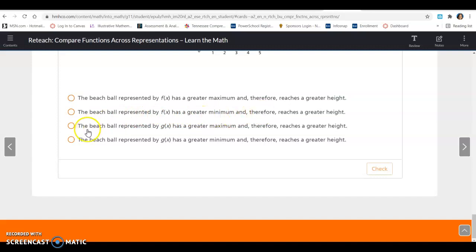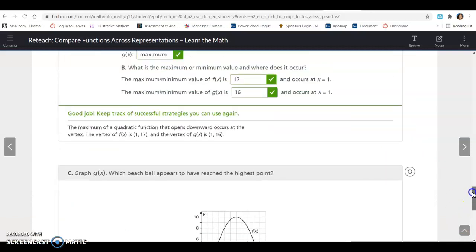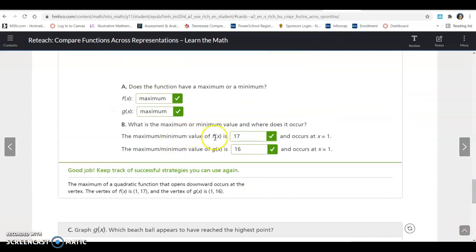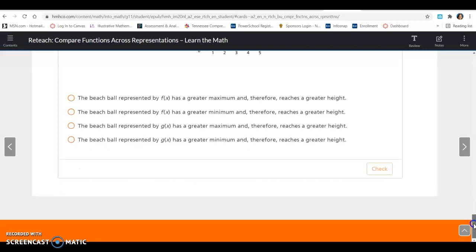We know that's not it. The beach ball represented by g of x has a greater maximum, and therefore it reaches a greater height. So if we go back up here and look, you know that f of x had a height of 17, g of x 16, so f of x has the greater height. So the beach ball represented by f of x has a greater maximum, and therefore it reaches a greater height.